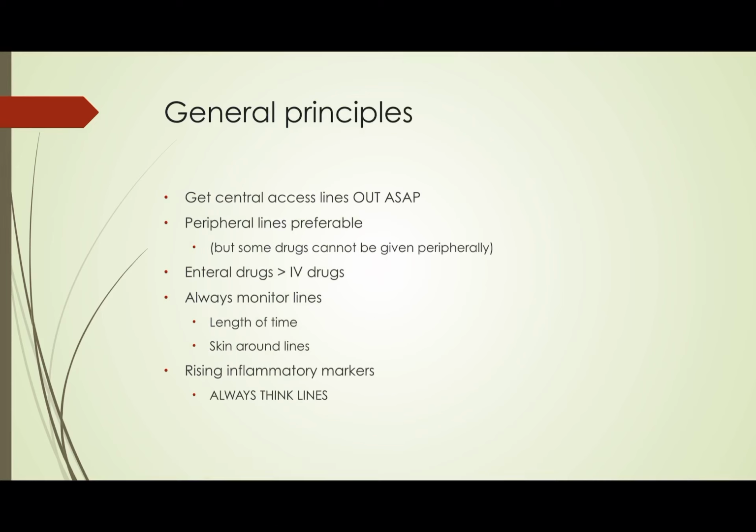The general principles in intensive care are: get any extraneous vascular access device, be that a peripheral line or especially a central line, out as soon as possible. All of these things are sites for infection. Peripheral lines are far more preferable than central lines, but sometimes there are drugs that the patient is on, like TPN or vasopressors or inotropes, that can't be given peripherally, and so for those patients, central access is necessary.